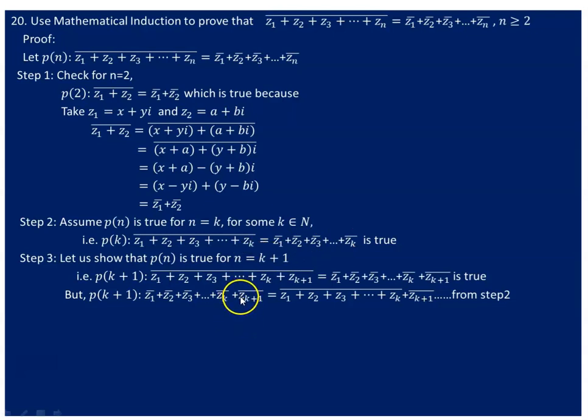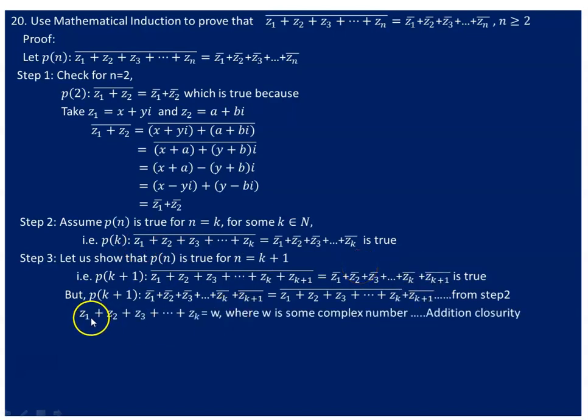Basically, guys, please try to eliminate this one, the last one, plus zk plus 1. Just eliminate this part, please, because step 2 doesn't say this. As I was writing this one, I just have made something wrong here. So please avoid this one, and again this one. So from step 2, we have the sum from z1 up to zk bar, which is actually this one, to be equivalent to the conjugate of these complex numbers from z1 up to zk. Forget about this one.